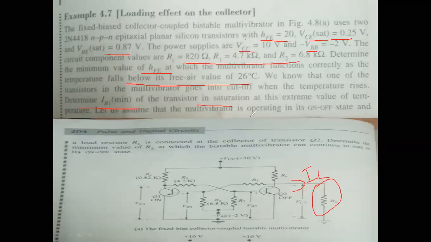Next, let us assume the multivibrator is operating in on and off state. A load resistance RL is connected to a transistor Q. Determine the minimum value of RL. We have to find out the load resistance RL also. Simply instead of asking I1, I2, I3, I4 currents, they ask the IB current. In order to find IB also, you have to do all this, because IB is nothing but I1 minus I2.